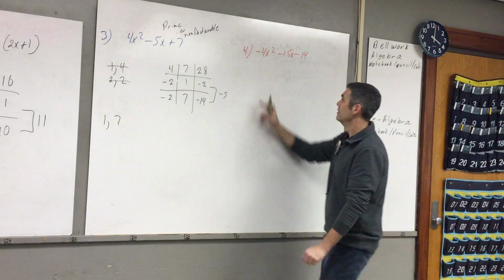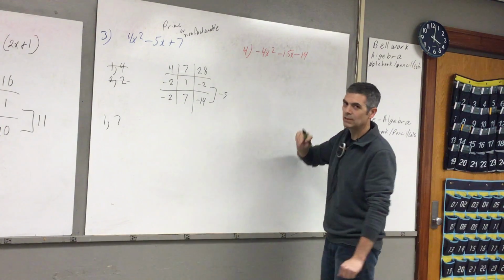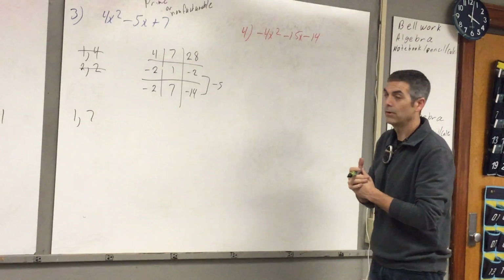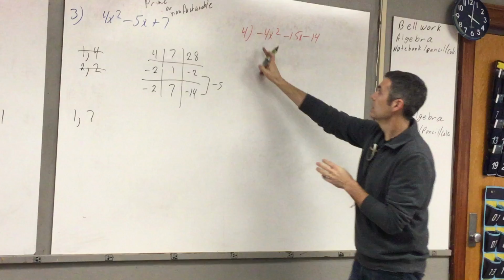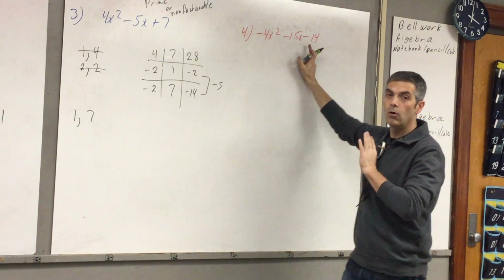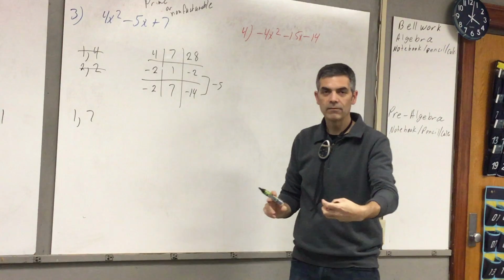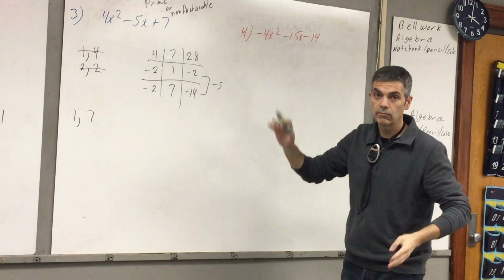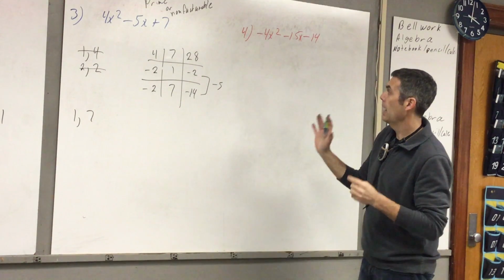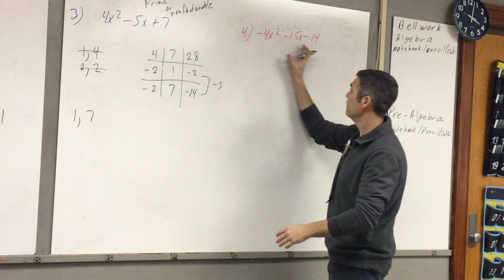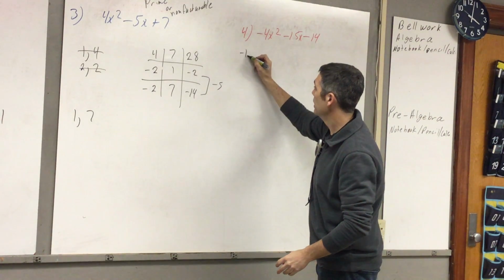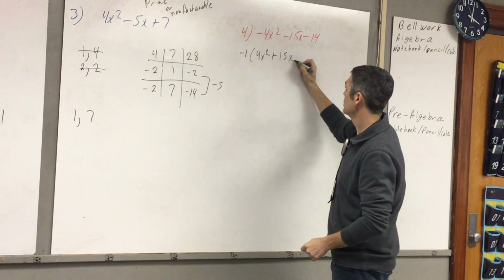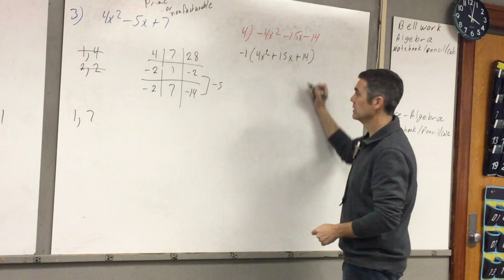All right, -4x squared minus 15x minus 14. We're still good? Okay. Notice negative, negative, and negative. If all three of these are negative, take out a -1. You might be able to take out a -2 or a -3 or something else, but absolutely take out the -1. So we're going to factor out -1 and leave us with 4x squared plus 15x plus 14.